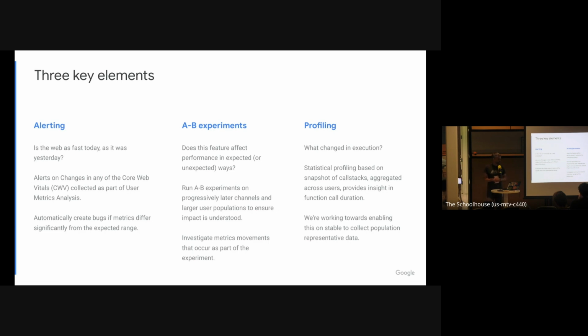And the next one is A/B experiments. Feature teams can run an experiment, and if there are changes in, for example, any of the core vitals, we can help them investigate and understand the size of that regression. And finally, profiling. We do statistical profiling based on snapshots of the call stacks, and we can aggregate that across users to get insight into function call duration. We can use that to investigate issues as well.